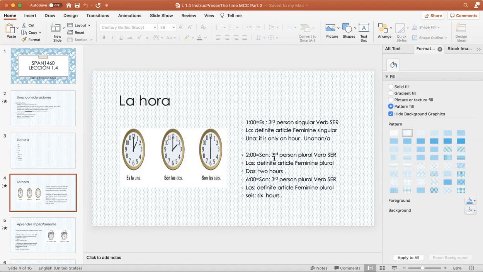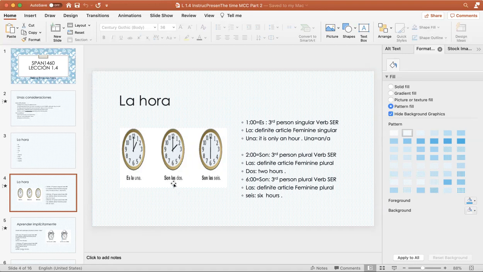So son, third person plural of the verbo ser. Las, the definite article, feminine, but it's plural. And then we have dos because it's 2 hours. Now, remember, the articles are in the feminine because we're representing la hora. La hora es una palabra femenina, right? So the hour, the time is a feminine word. So that's the reason why we use la and las.